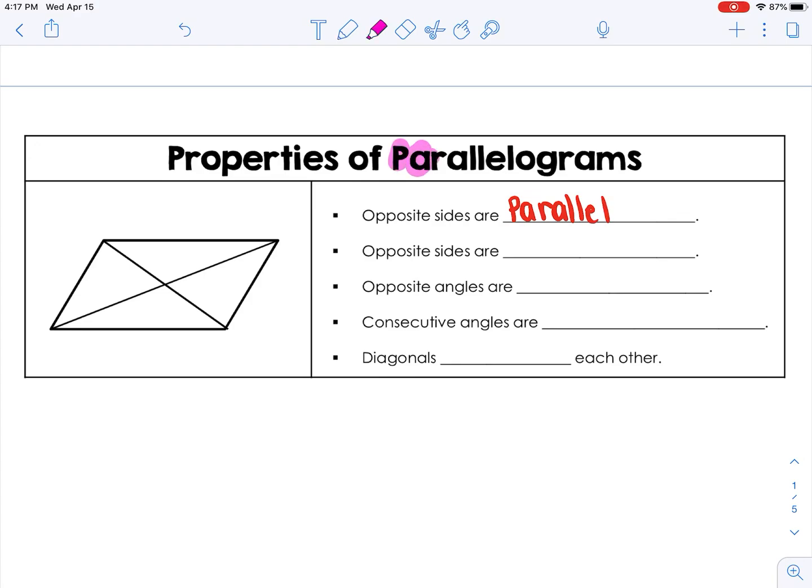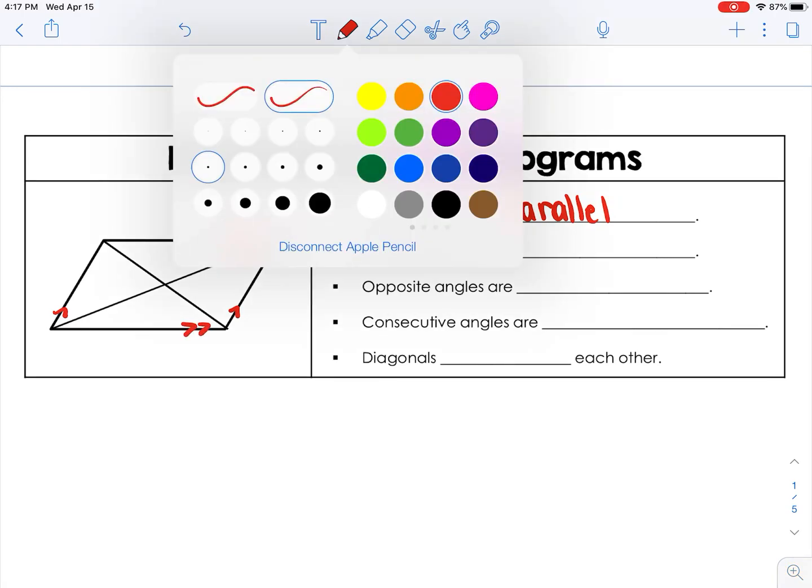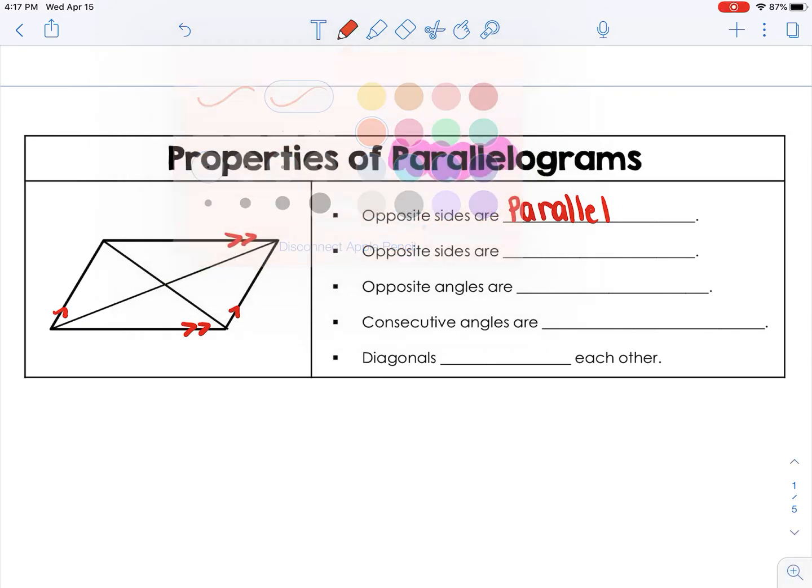Now that makes perfect sense. The word parallel is in the name. And so let's recall that we mark segments parallel with arrows. So that shows that those opposite sides are parallel. Not only are the opposite sides parallel, but the opposite sides are also congruent. That means that this side would be the same length as the side across from it, and these two sides would have the same length or measure. They're congruent.